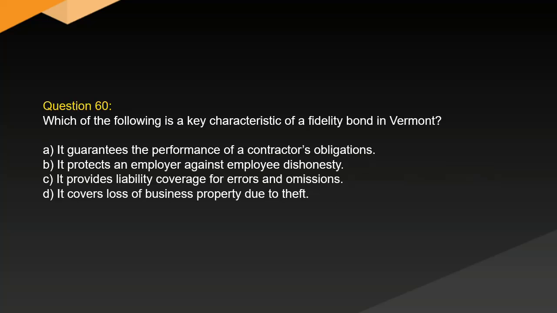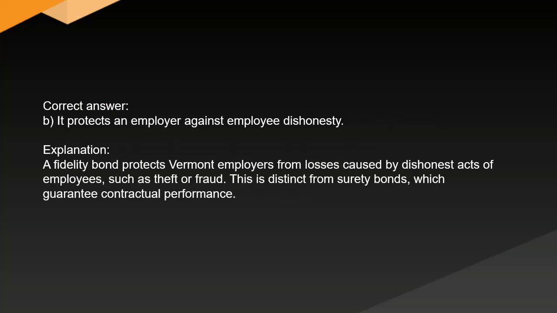Question 60. Which of the following is a key characteristic of a fidelity bond in Vermont? A. It guarantees the performance of a contractor's obligations. B. It protects an employer against employee dishonesty. C. It provides liability coverage for errors and omissions. D. It covers loss of business property due to theft. Correct answer: B. It protects an employer against employee dishonesty. Explanation: A fidelity bond protects Vermont employers from losses caused by dishonest acts of employees, such as theft or fraud. This is distinct from surety bonds, which guarantee contractual performance.